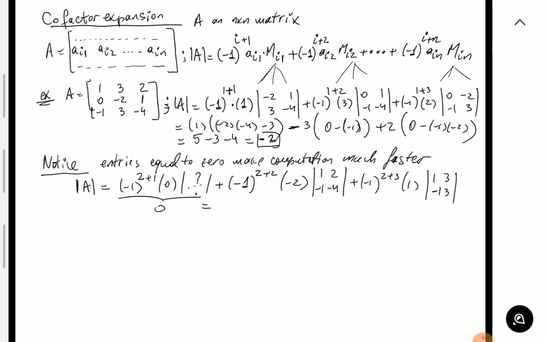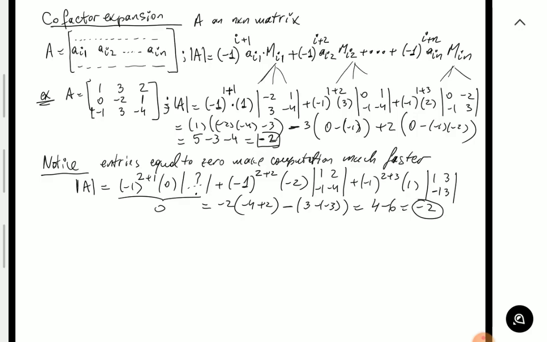Okay, so let's see if we get the same thing. Minus 1 to the 4th is 1, negative 2. Determinant is minus 4 minus negative 2, that's plus 2. And then minus 3, 1 times 3 minus negative 3. We have 4 minus 6, as expected, minus 2.